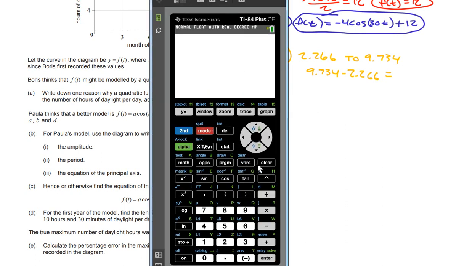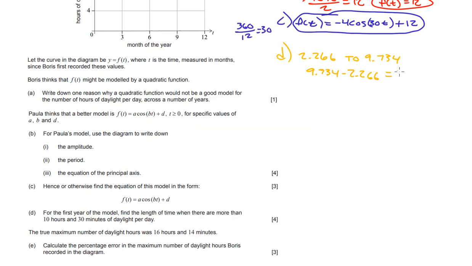So, second quit, and 9.734 minus 2.266 gives us 7.468. Round that off to 3 significant figures, we get 7.47. Okay, and that's going to be 7.47 months, and you can just leave it like that. All right, you do not need to convert this months into months and days. You can just leave it as months.